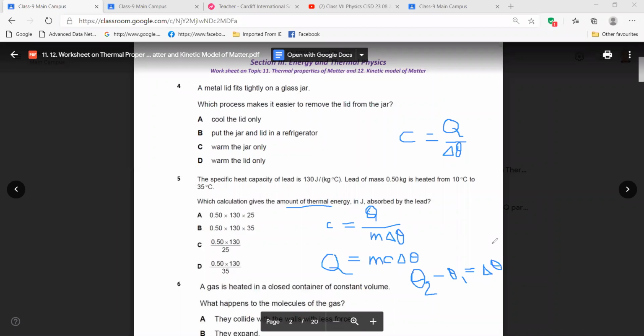All these things are discussed, and we did also numerical questions. Now you tell me which one is the answer. Sir, I think A. Of course it is A, because your mass is 0.5, your specific heat capacity is 130 given, and the temperature changes from 10 degrees to 35, that is 25. Del theta is 25. So the answer is A.